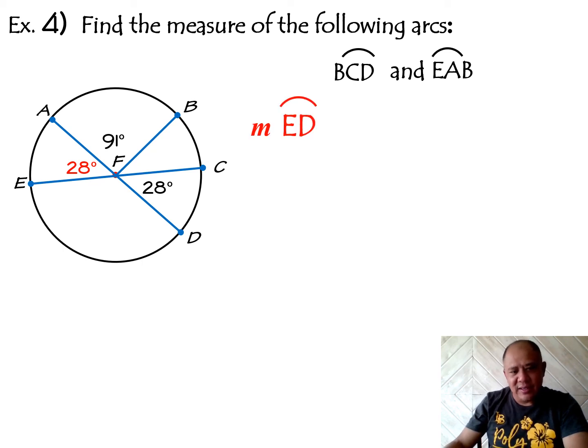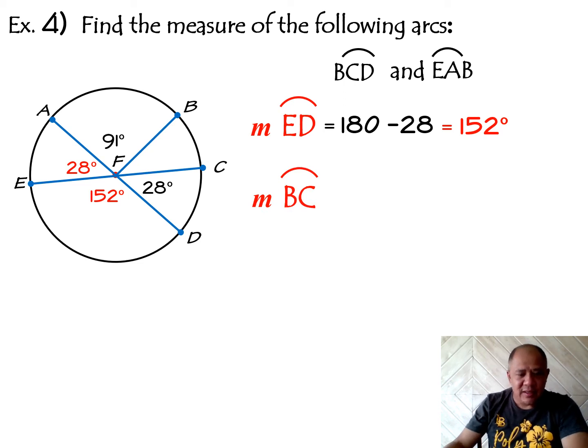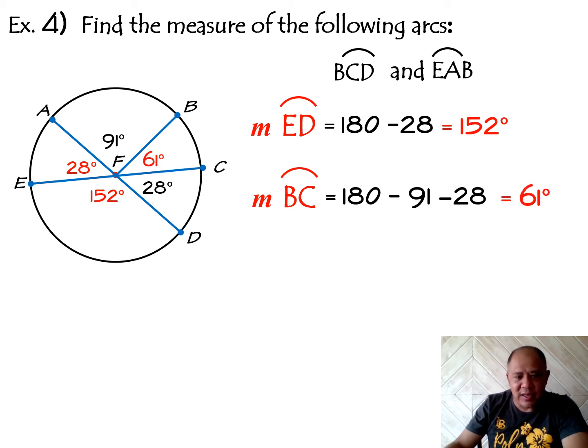So let's find out ED. How do we find ED? Well, notice ED and 28 form a half circle. So we can say 180 minus 28 is 152, which is ED. Next, let's find BC. Well, notice BC with 28 and 91 form a half circle. So we can say 180 minus 91 minus 28, and we get 61. And then we find out BC is 61.